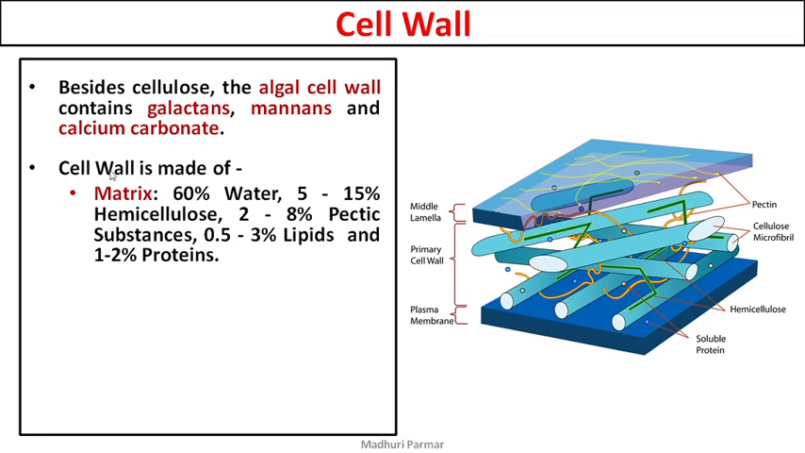It is made up of matrix. Matrix is ground substance, something that is filler, like how cytoplasm fills up the space between different organelles. Same way, matrix fills up the space between different parts of a cell wall. Here you can see a cell wall is made up of many fibers, but there is a lot of space in between. This space is not empty, it is not filled with air, it is filled with matrix.